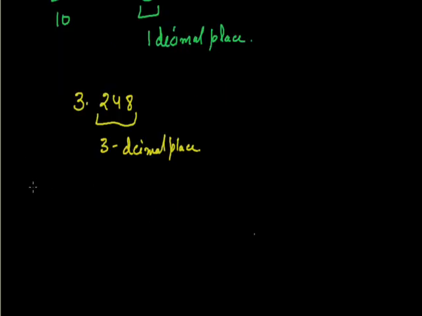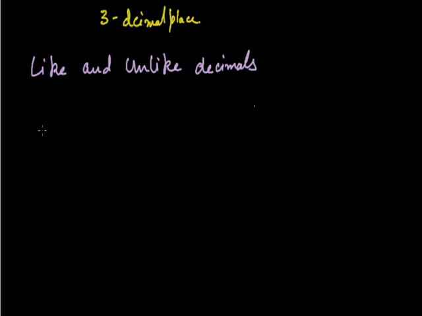Next are like and unlike decimals. If two decimal numbers have the same number of decimal places, for example, if I have a number 0.563 and another number 3.289, here you can see I have three digits after the decimal, and here also I have three digits after the decimal. So these two numbers are like decimals.